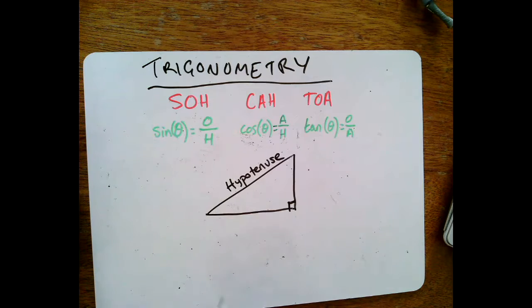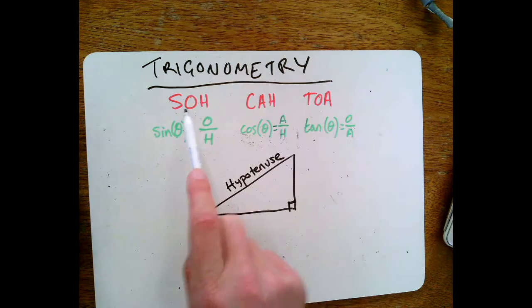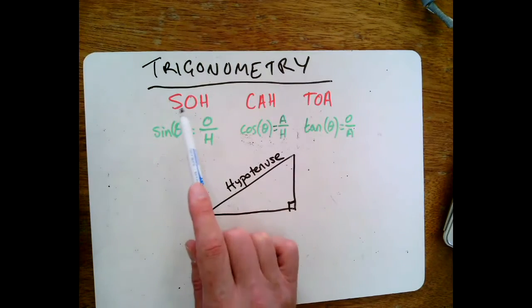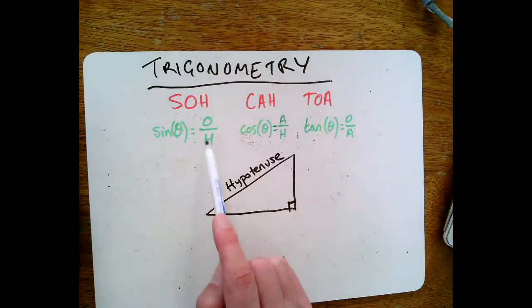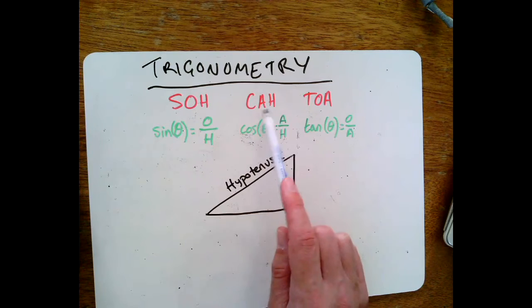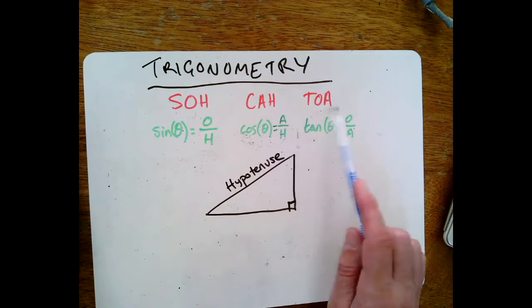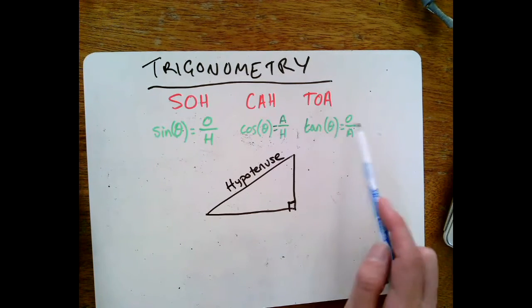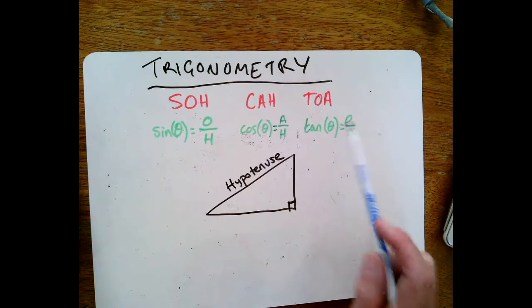Now, you would have seen some triangles that you can use to remember which formulas you use. I personally like to use SOH CAH TOA, so sine is opposite over hypotenuse, cos is adjacent over hypotenuse, TOA is tan, opposite over adjacent.